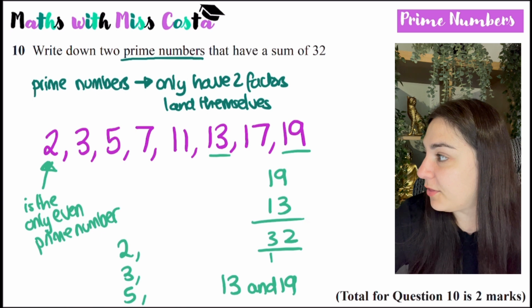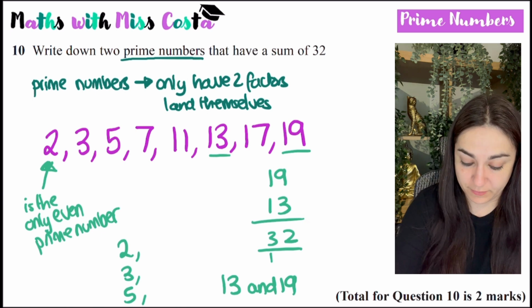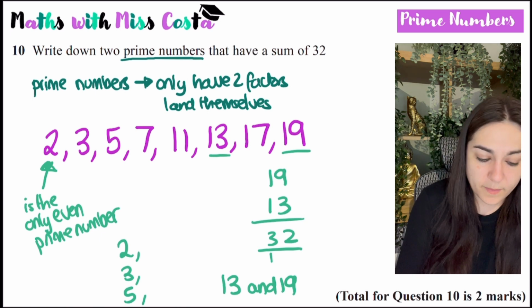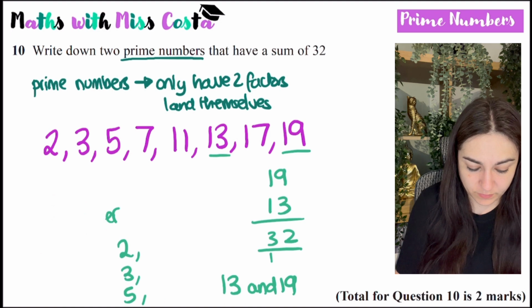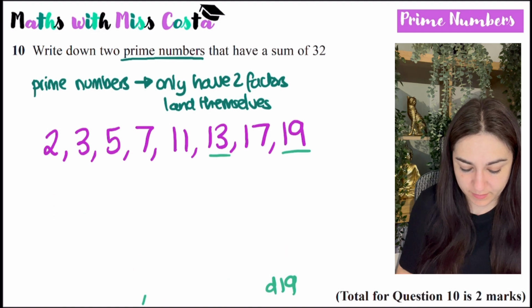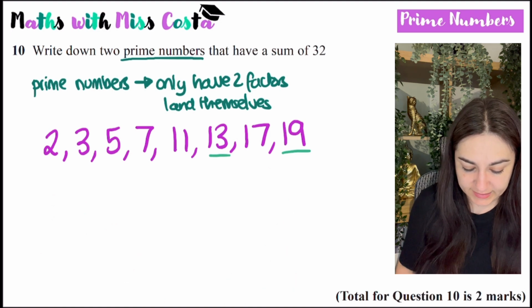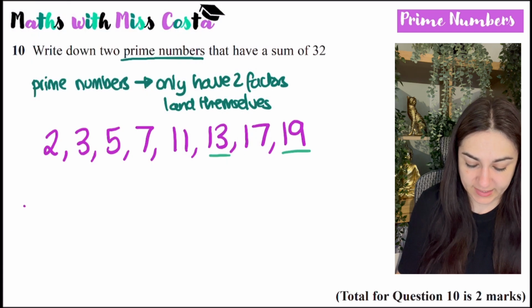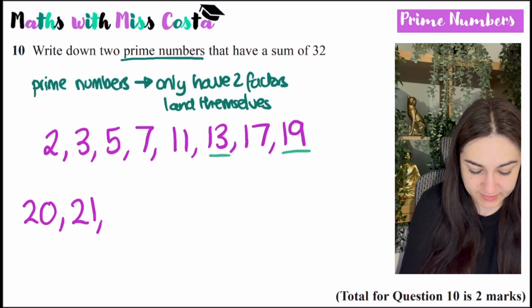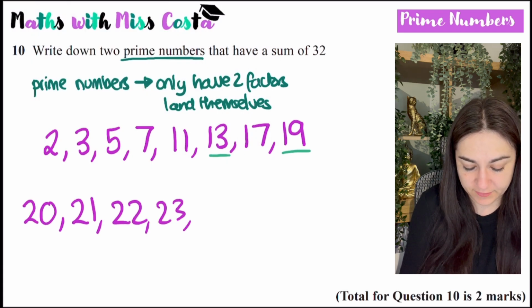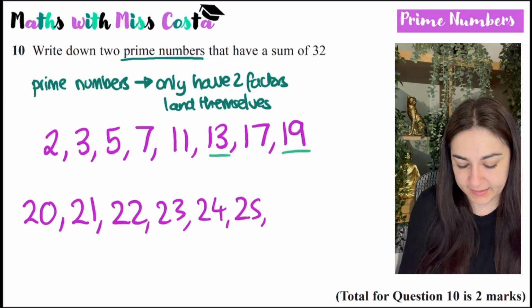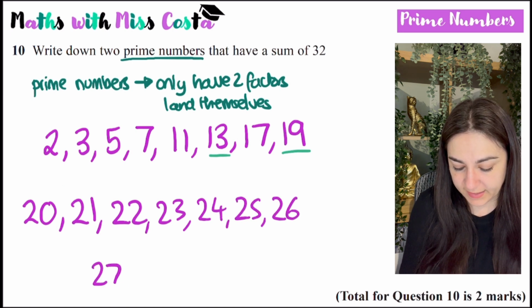You might have to go through a bit of process of elimination, or you could have also found a further prime number if we kept on going. So after 19, it's a little bit trickier, but let's just show you so that you know how to do it in case of another time that this happens.